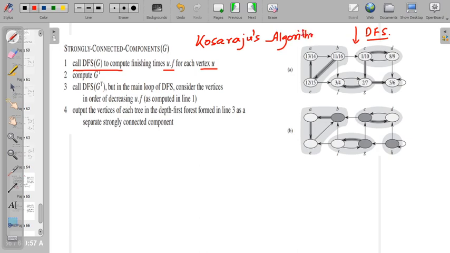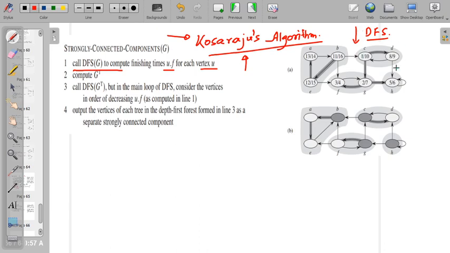It was sometime unpublished, but later it was discovered that it was first discovered by Kosaraju.